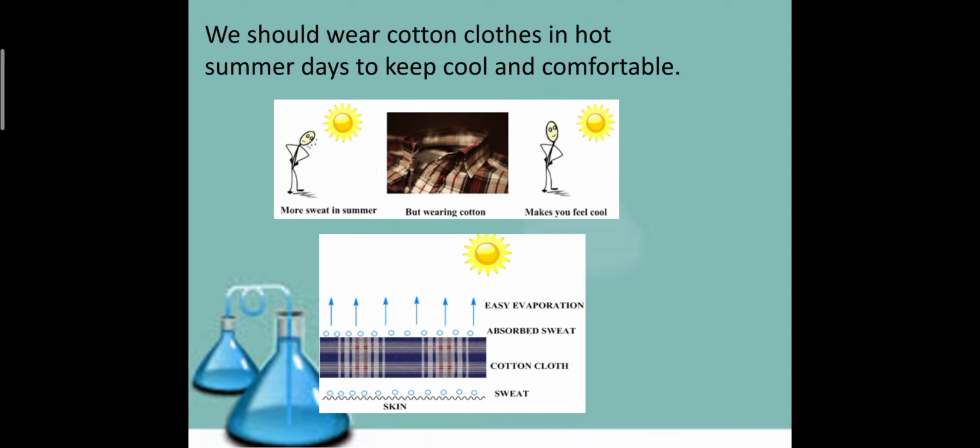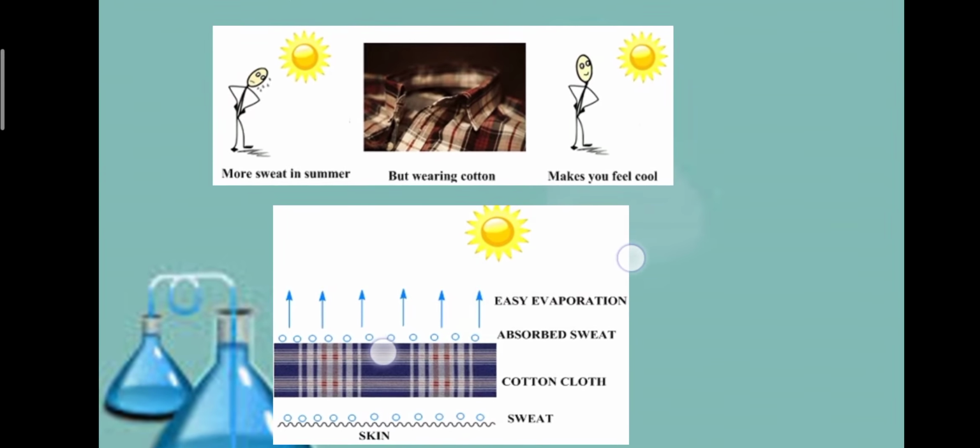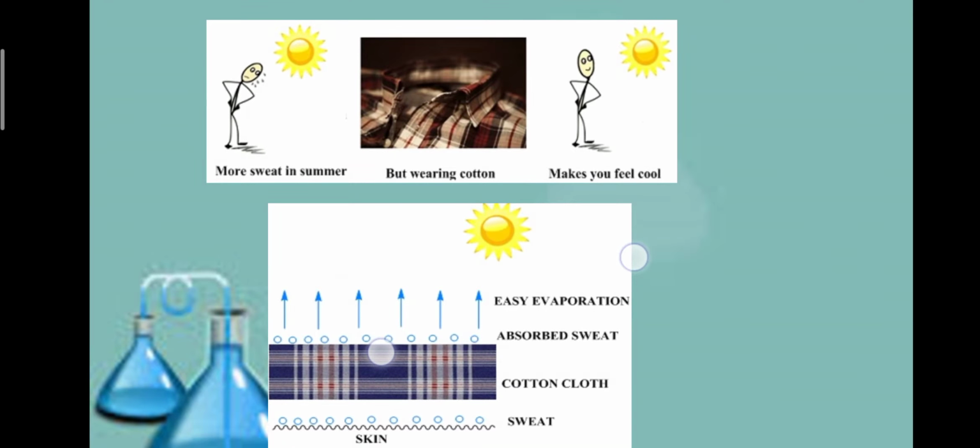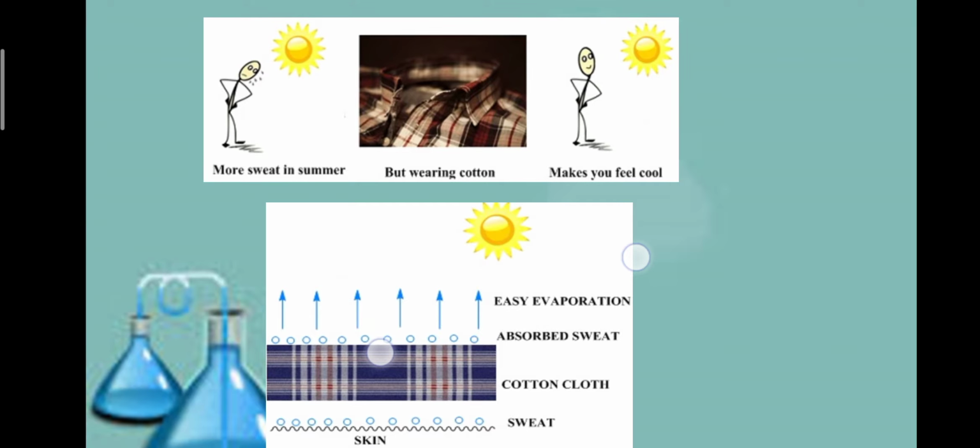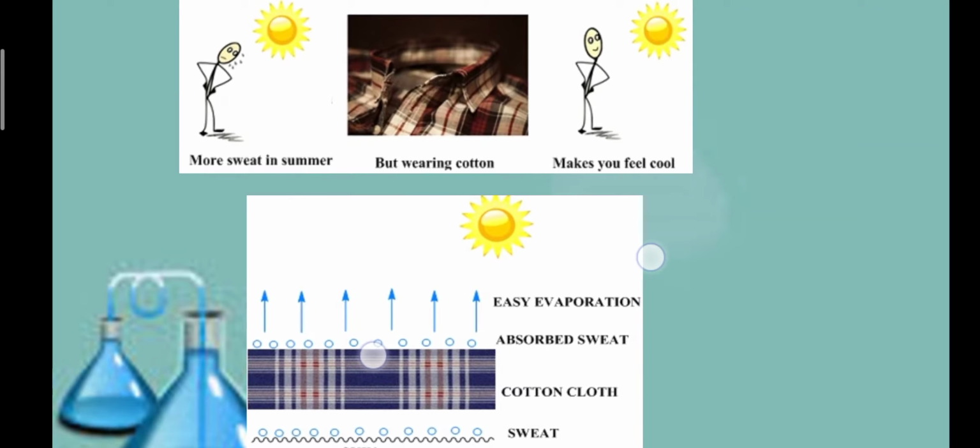The third example is that we should wear cotton clothes in hot summer days to keep ourselves comfortable. This is because we are sweating a lot, and when we wear cotton material, cotton helps in absorbing the sweat and it easily helps in evaporation of this sweat from our clothes and makes our body feel cool. Comparatively, if we wear synthetic clothes or polyester clothes, they do not absorb our sweat and that is why they do not help us to feel cool during the summer season.